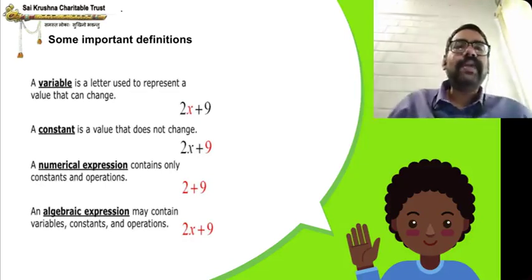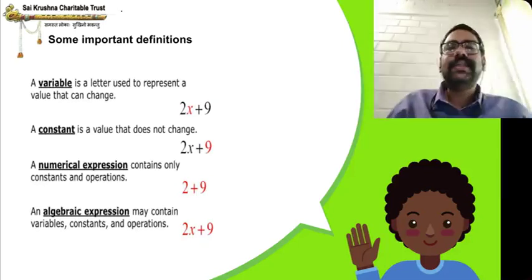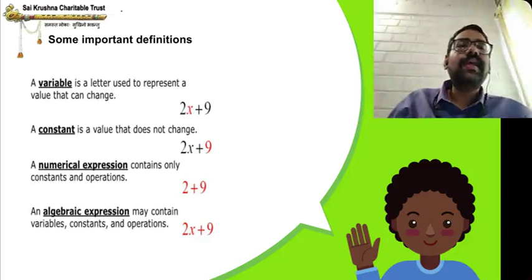Okay. Constant. What is a constant? A constant is a value that does not change. So I have written 9 in red. That is a constant because its value of 9 will not change. It is always constant. A numerical expression contains only constants and operators.